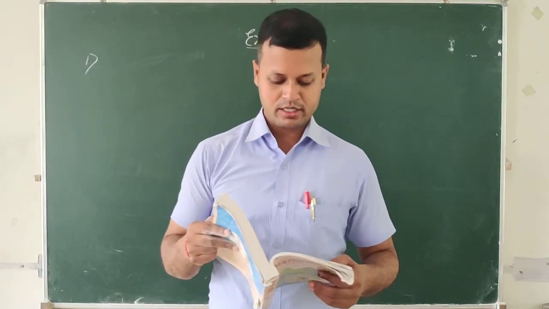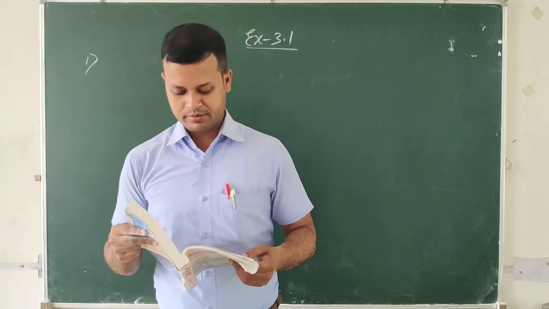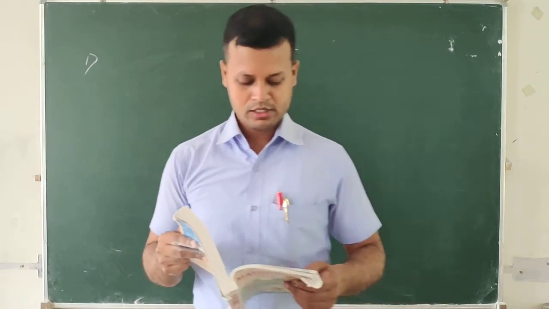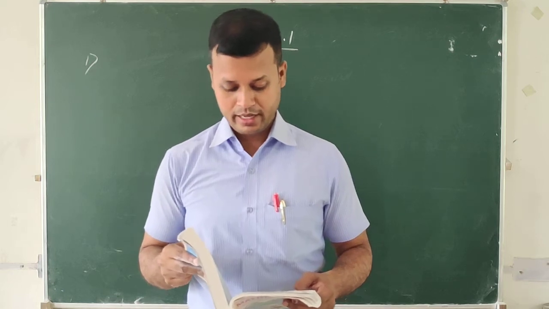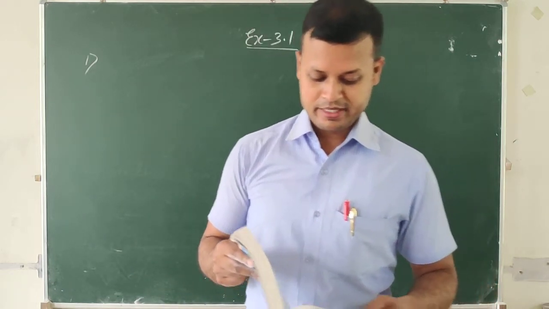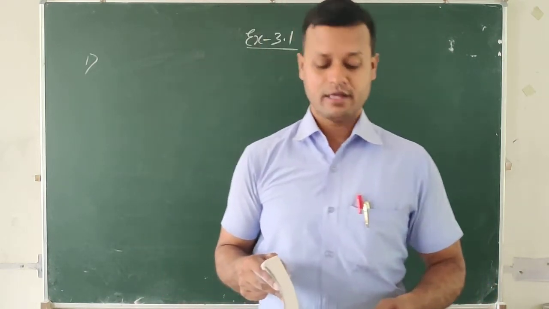Aftab tells his daughter, 7 years ago I was 7 times as old as you were. Also 3 years from now I shall be 3 times as old as you will be. Represent the situation algebraically and graphically.